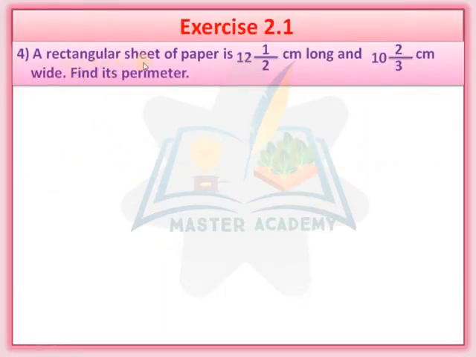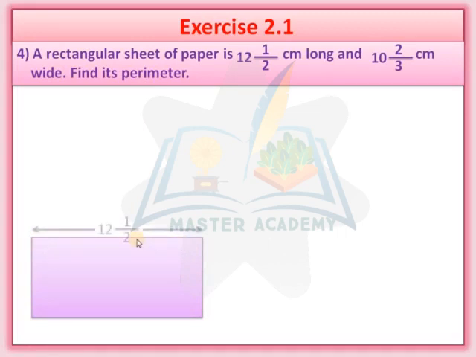Question number 4. A rectangular sheet of paper is 12 integer 1/2 cm long and 10 integer 2/3 cm wide. Find its perimeter. So you can see here, this is your rectangular sheet and the length is 12 integer 1/2, and the width is 10 integer 2/3. Okay. Now first we will convert these mixed fractions into simple fractions, right?